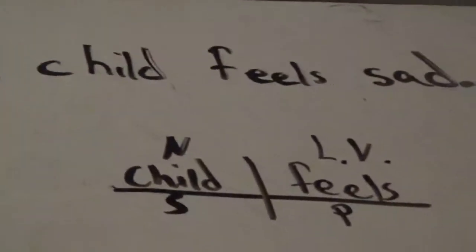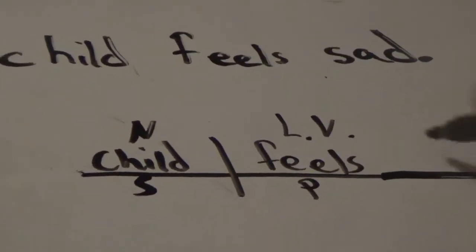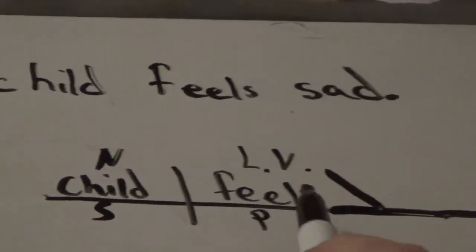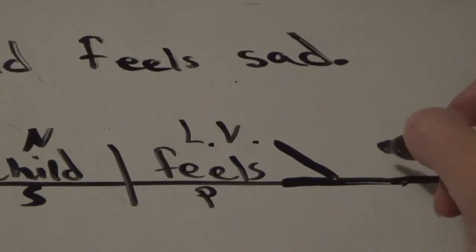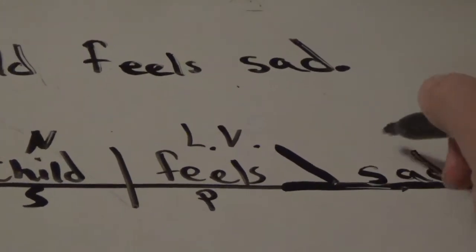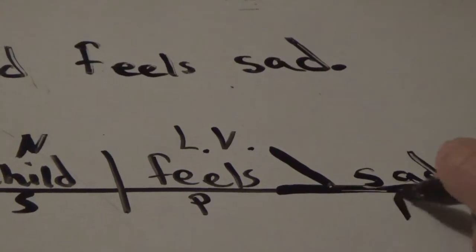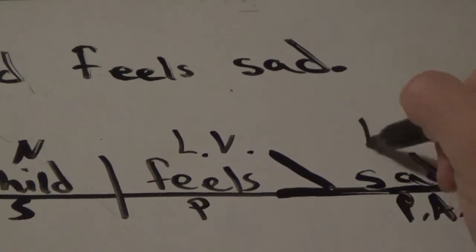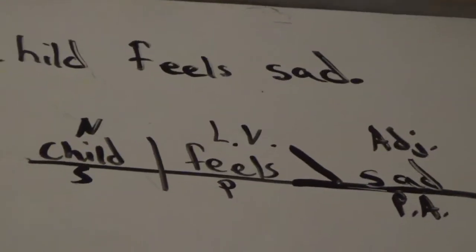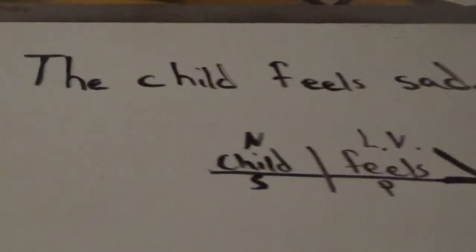Okay, so we have child, feels, and if we have a linking verb, we know we're going to have a predicate adjective or predicate nominative, because that is the point of a linking verb. So feels sad. So sad is a predicate adjective. It's an adjective. It can't be a predicate nominative unless it's a noun or a pronoun, unless it's a person, place, or thing. So in this case, it's an adjective. It goes back and modifies child, describes child.